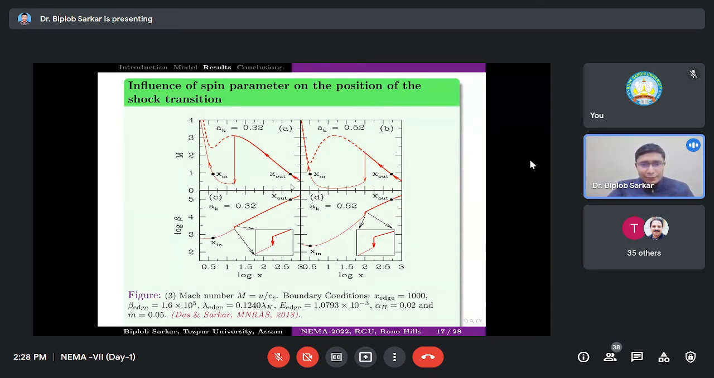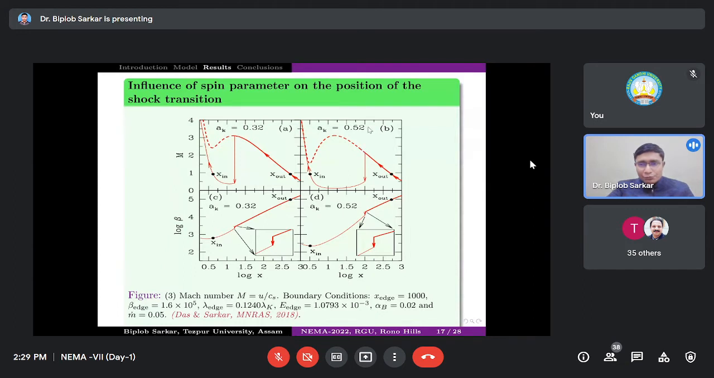Corresponding to this Mach number, this particular solution in the plot shown at the bottom left, we have shown the corresponding variation of the plasma beta parameter with the radial coordinate. We can see that it gradually decreases as the flow approaches the black hole horizon, thereby indicating that the matter is becoming magnetically dominated as it approaches the horizon, and across the shock transition the plasma beta parameter undergoes a downward jump.